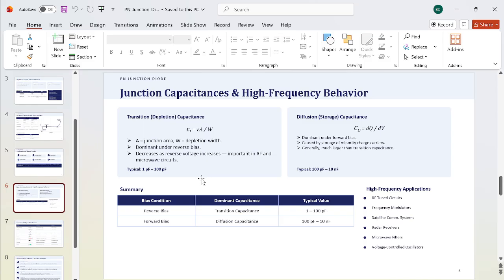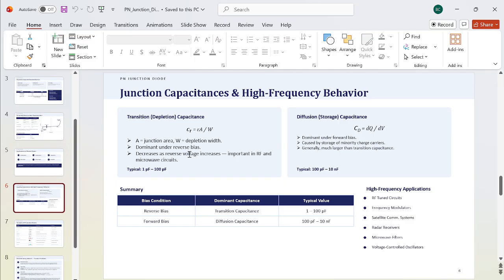This transition capacitance is very important and it dominates under reverse bias. Now you can see that a factor W is appearing in the expression, and that W is the depletion region width, which depends upon the amount of reverse bias applied to the diode. So if you increase the reverse bias, that increases the width of the depletion region, and as a result the transition capacitance decreases.